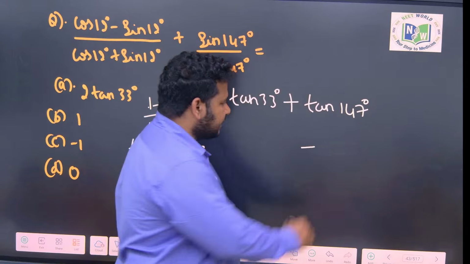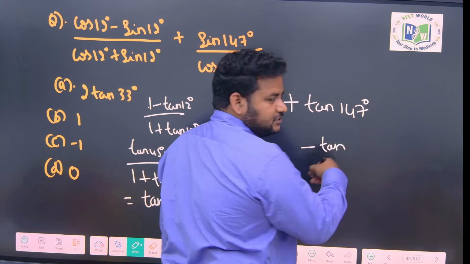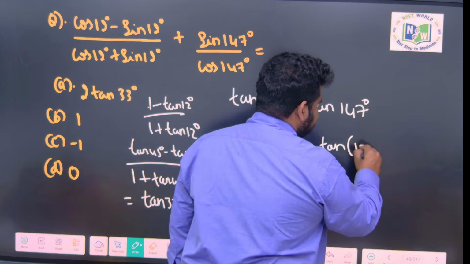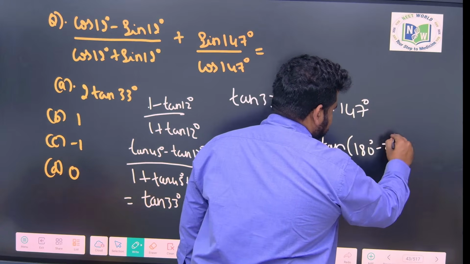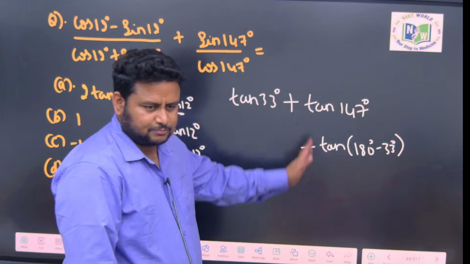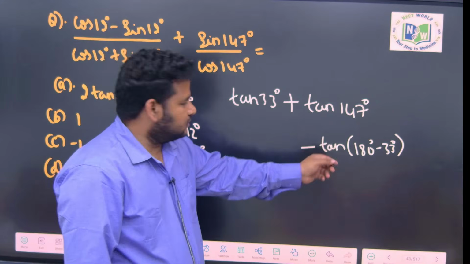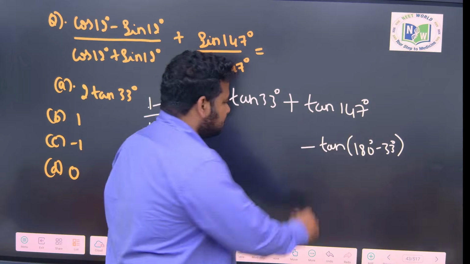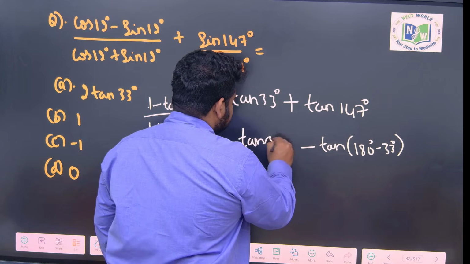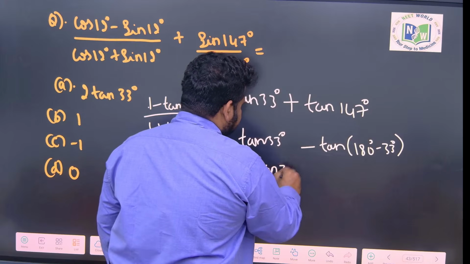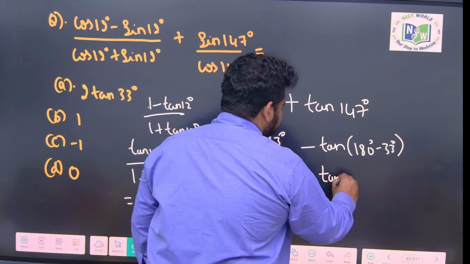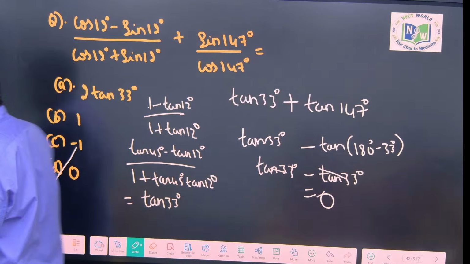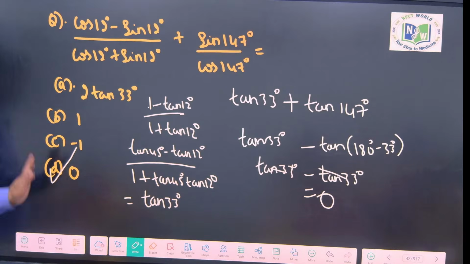So 147 is close to 90 or 180. You will take it as 180 minus 33, since it is more close to 180. Is 180 an even multiple or odd multiple? Even. So tan will remain tan. So this gives us minus tan 33. So tan 33 minus tan 33 is 0. Understood? Clear? That's all you have to do.